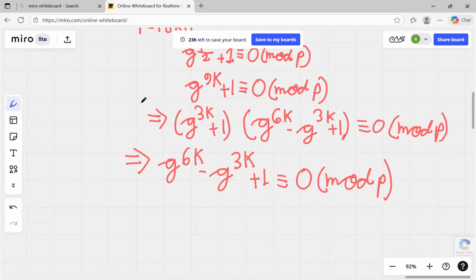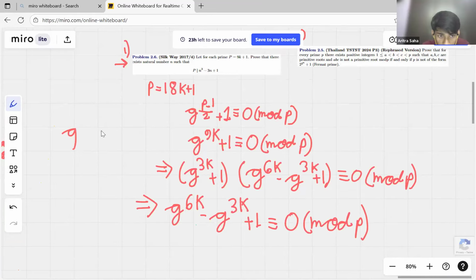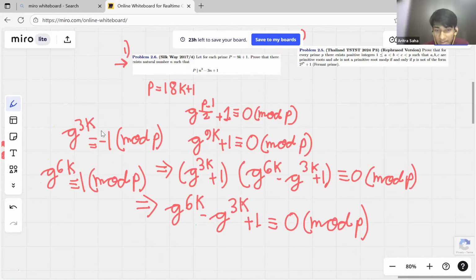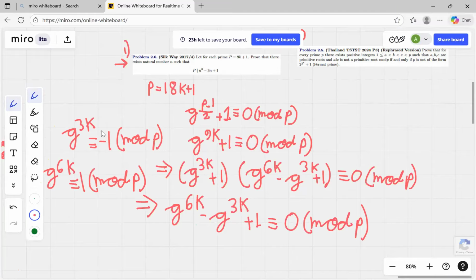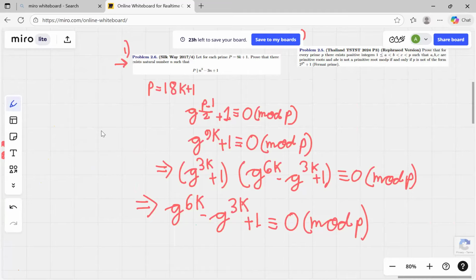Can you explain again why g to the 3k plus 1 isn't 0 mod p? Sure. g to the power 3k plus 1 being 0 mod p means g to the power 3k is minus 1 mod p, right? Yeah. So g to the power 6k is 1 mod p. Oh, okay. So the order is 6k, but we want the order to be 18k because g is the primitive root. Yeah, I got it. That's what I proved, right? Yeah.